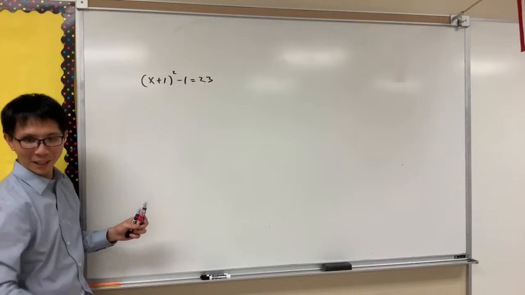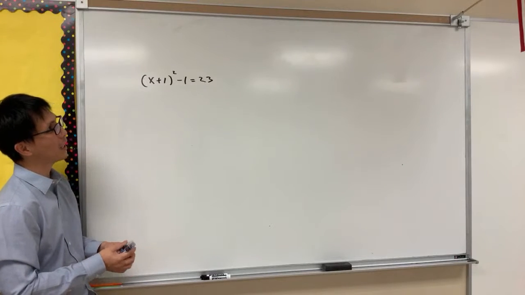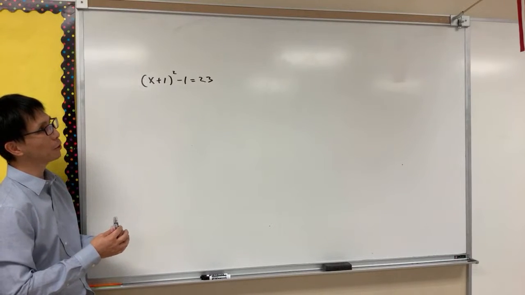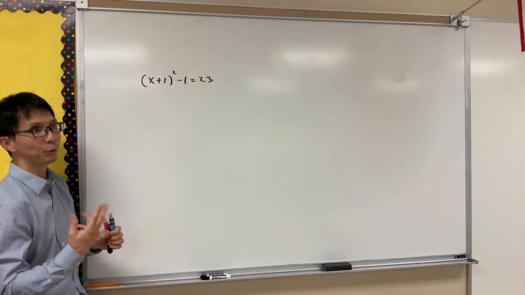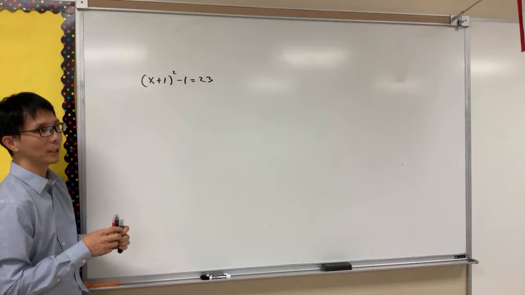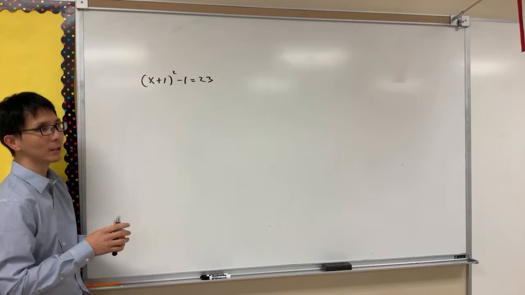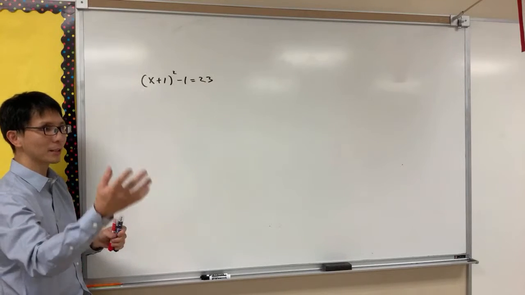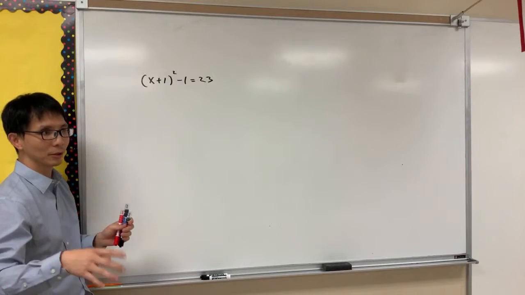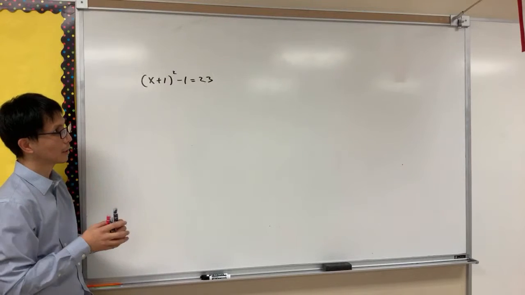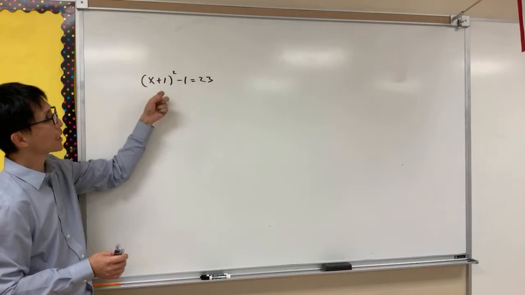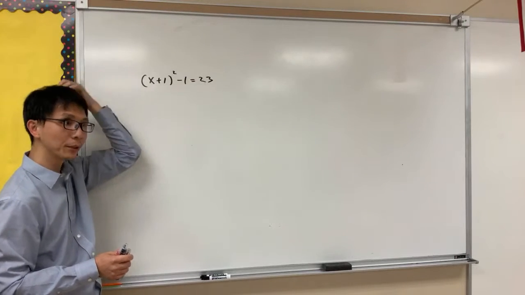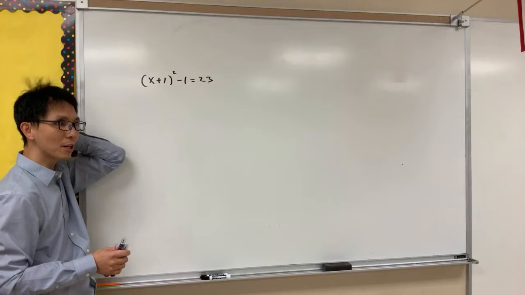Okay, so this question's here. How do we solve it? We have actually 3 ways to solve it, 4 ways to solve it. I'm gonna show you the easiest way, and I'm gonna show you the second way, and I'm not gonna show you the third and fourth ways, because they are kind of insignificant right now. But x plus 1 squared minus 1 equal to 23. How would you suggest to solve it?